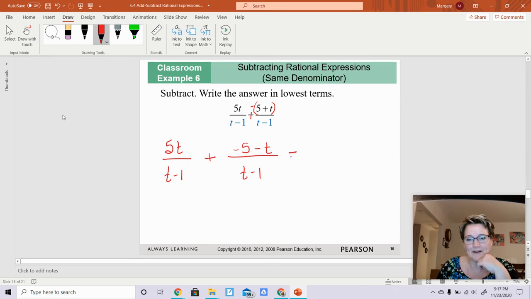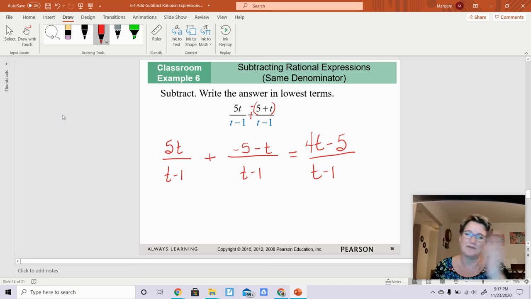Now, my denominator is t minus 1. So I get 5t plus a negative t, which is 4t. And I get a negative 5, so that's just going to be a minus 5 there. They don't share anything, so I don't factor anything out. I don't like subtraction problems. I always turn them into addition problems, okay?